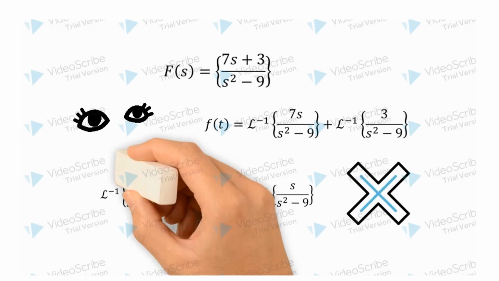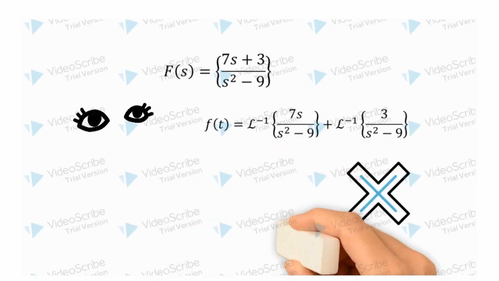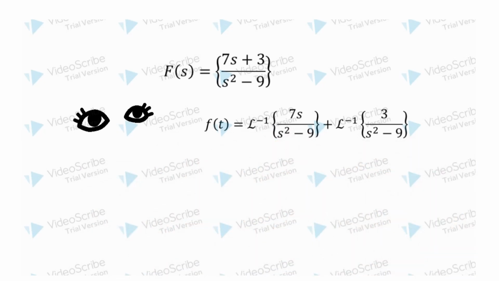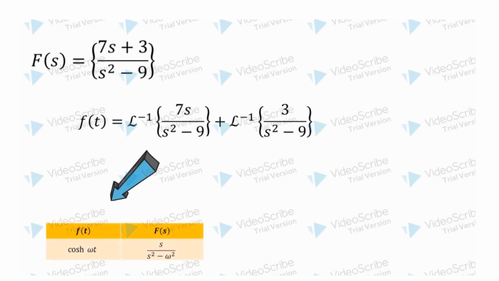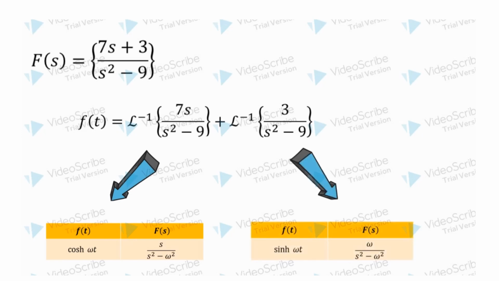So let's go back to our previous equation. When checked with the formula, this function was matched with cos omega t, which is s over s squared plus omega squared, and the other one was matched with sin omega t, which is omega over s squared plus omega squared.